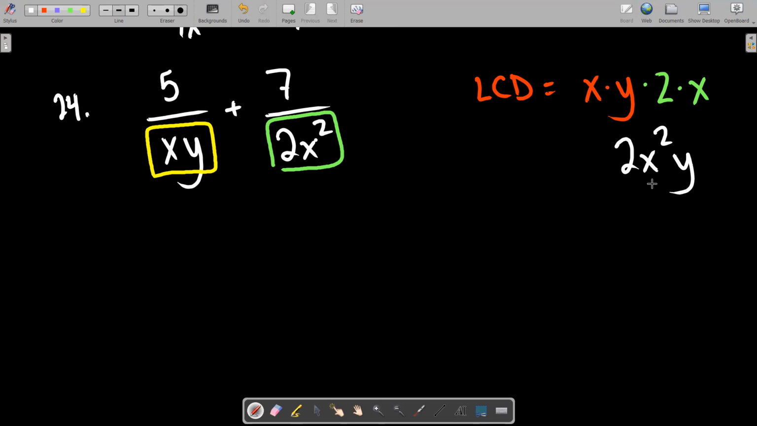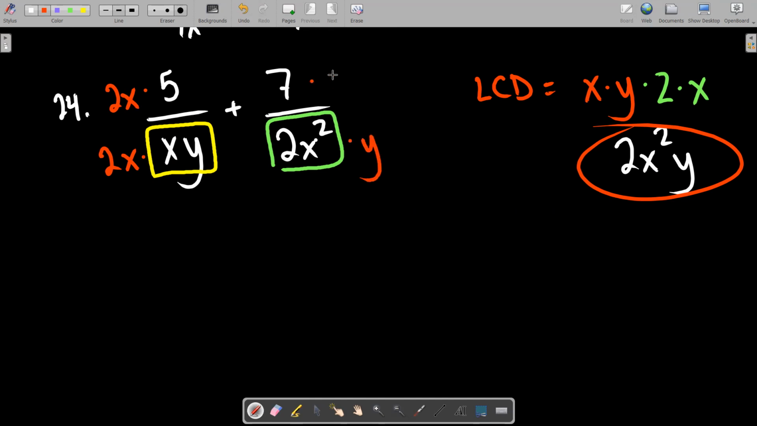So once we understand what the least common denominator is, now it's just a matter of let's just build them. So what does the first fraction's bottom need to match the red oval? It needs a 2, and it needs another x. So we got to do it to the bottom, and we got to do it to the top. What does the second fraction's bottom need to match the red oval? It needs a y, so we'll multiply on the bottom. And we'll multiply on the top.